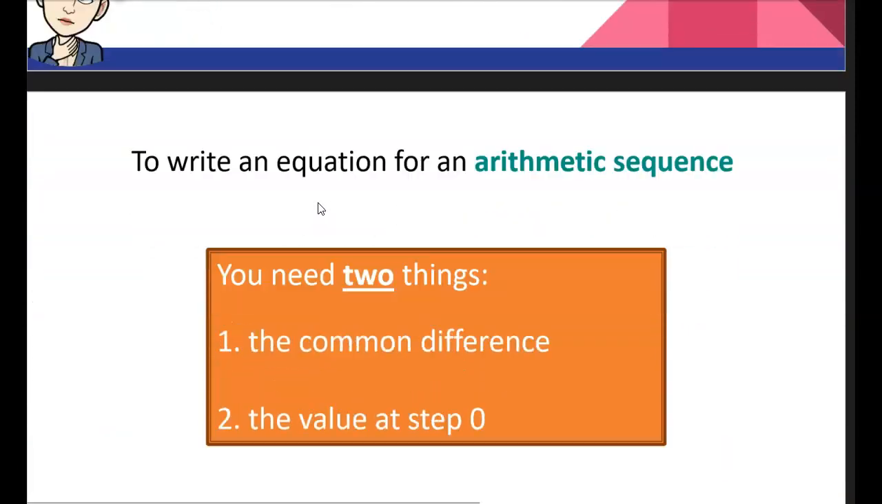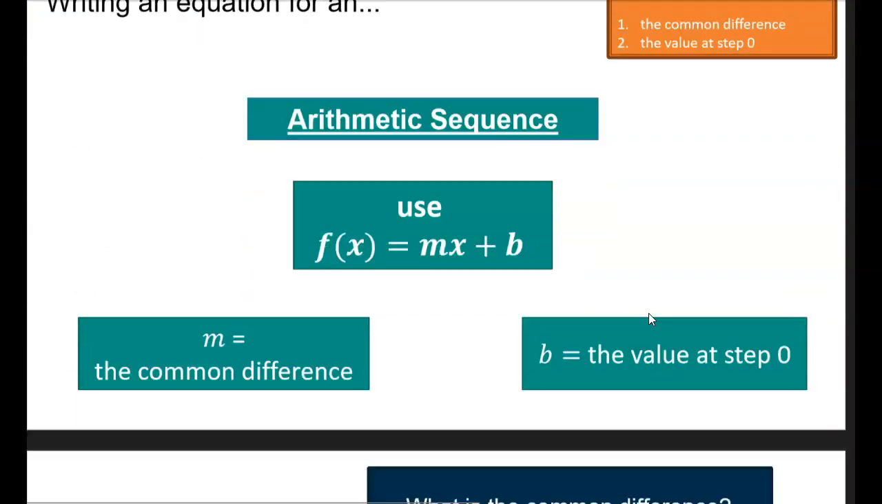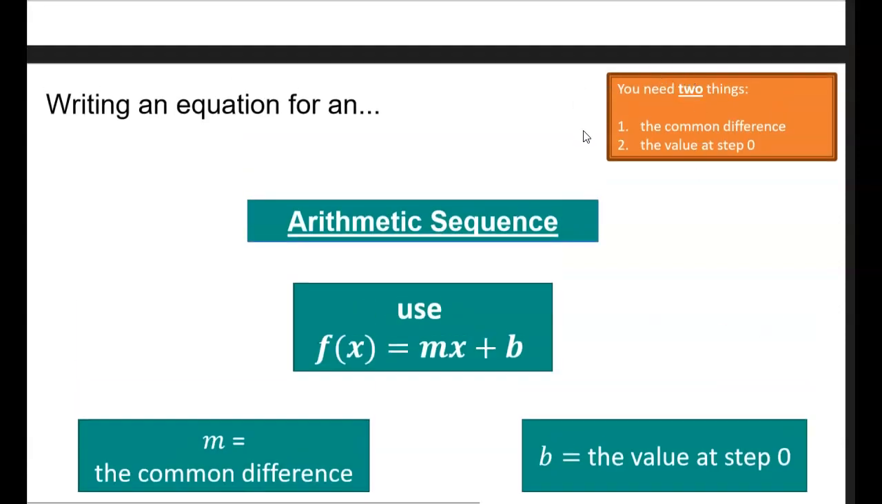And we'll get there. Okay, so to write an equation for an arithmetic sequence, remember that means we're adding or subtracting, we need two things, the common difference and the value at step 0. Those are the only two things we need. So if you have these two things, the common difference and the value at step 0, we can use this equation. The function is mx plus b.